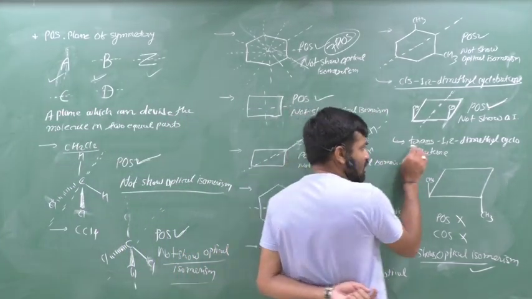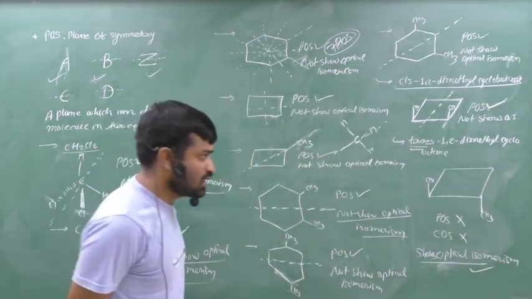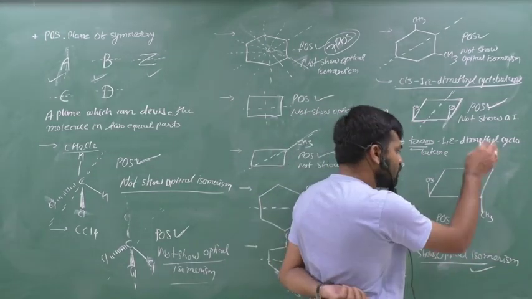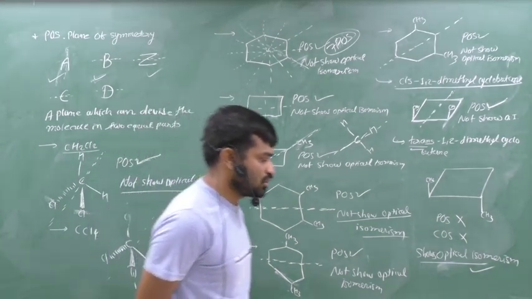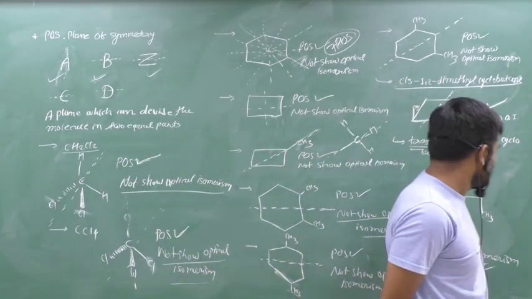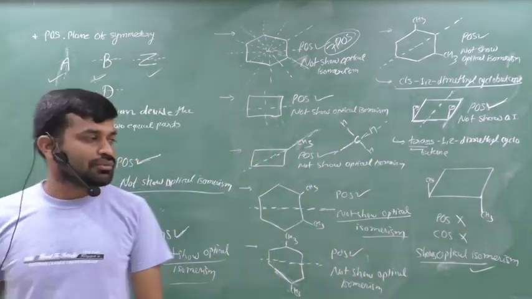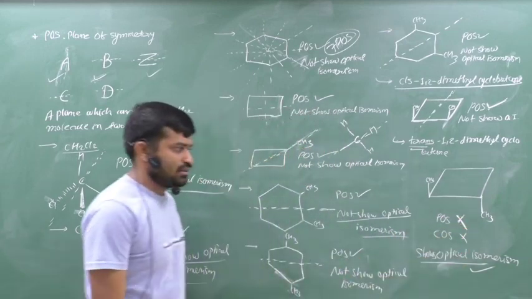Now think about trans-1,2-dimethyl cyclobutane. If you pass the plane through the center of any side, it cannot cut the molecule into two equal parts, because these parts and these parts are different. Therefore, we can say that this compound does not have a plane of symmetry.